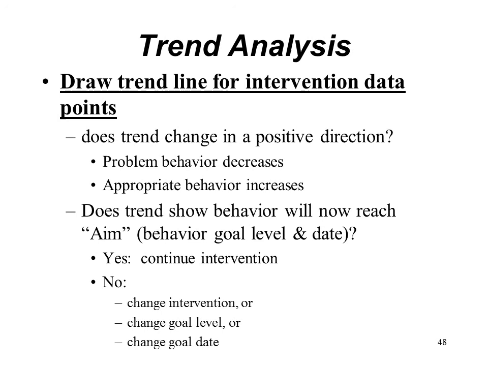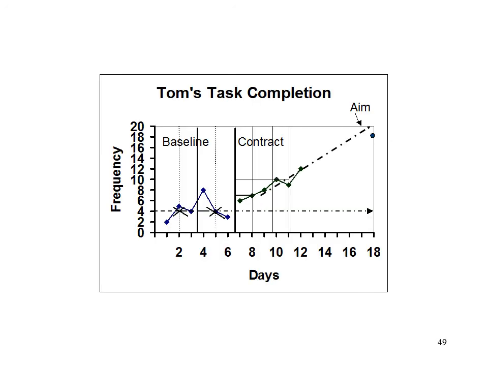The next question is, if we have our aim line drawn, or we have our aim star drawn, does our trend line show that we're going to meet the goal by the date that we need to? So here's an example. We have baseline data and we have intervention data. We use the quarter intersect method to draw a trend line through baseline. Okay, if you look at this trend, would you describe it as ascending, descending, or neutral? It's neutral because it's staying pretty horizontal.